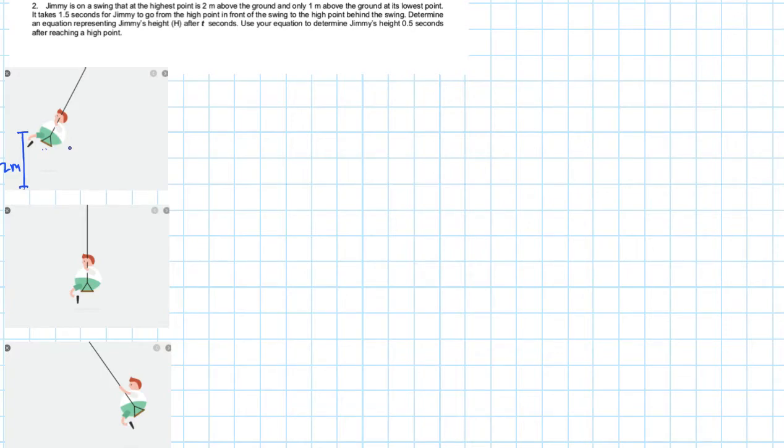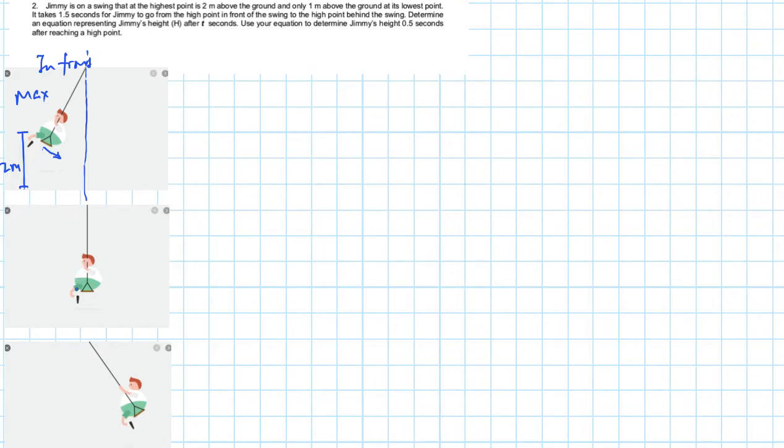We understand that Jimmy will go down. The distance from the highest place is, of course, the maximum. So this is going to be the maximum. Because Jimmy naturally will go backwards from this position, where he's really in front of the swing. If this is a frame, he's in front, so he's naturally going backwards.